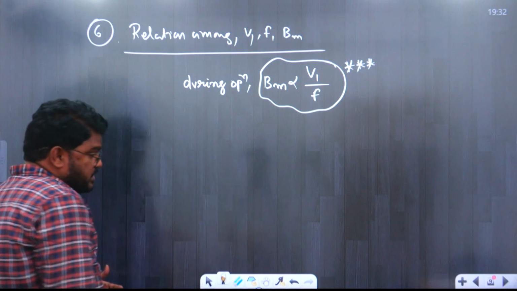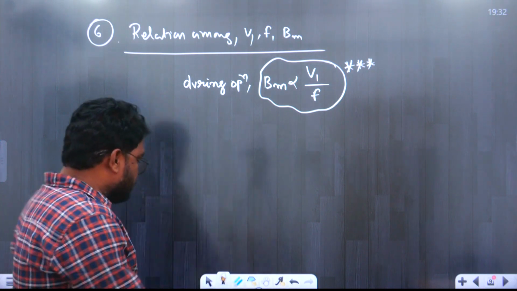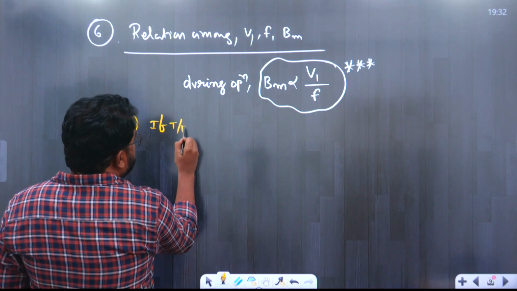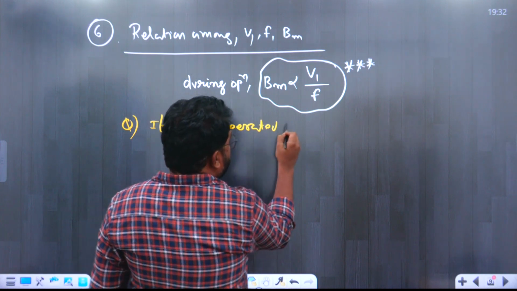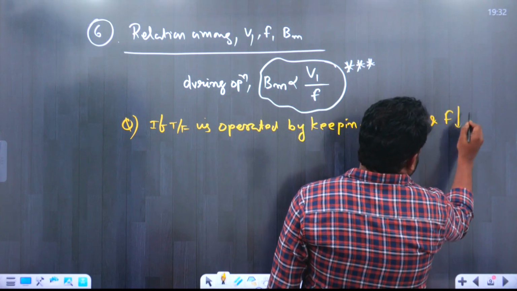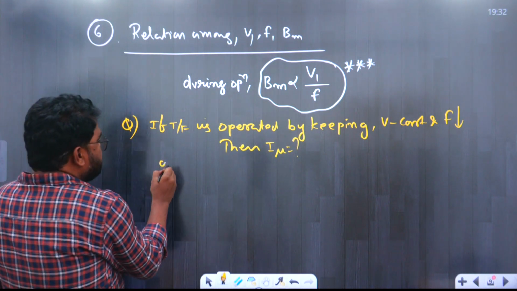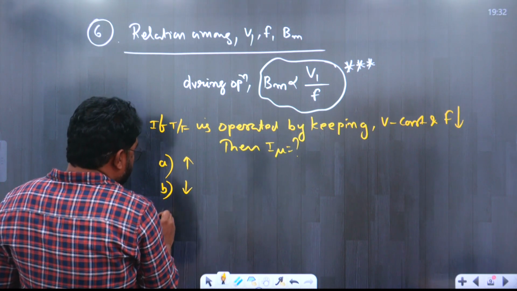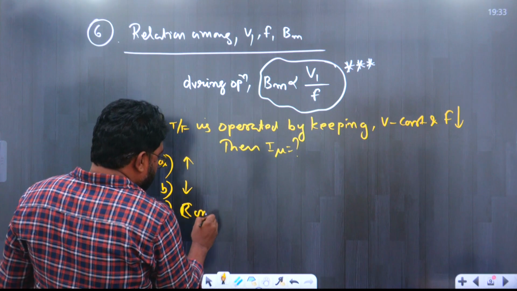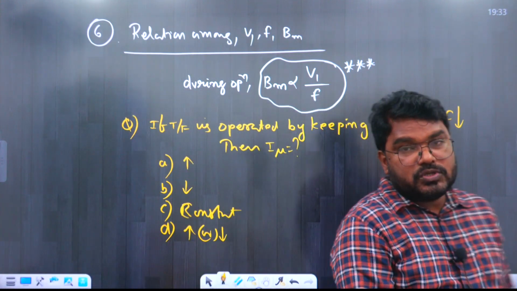Now there is a possibility of a question. The question is: by keeping the applied voltage constant, if the frequency is reduced below its rated value, then what is the change in the magnetizing current? See the question: if the transformer is operated by keeping the applied voltage V constant and the frequency is reduced below its rated value, what is the change in the magnetizing current? The options given are: A, magnetizing current increases; B, magnetizing current decreases; C, magnetizing current remains the same; and D, either increases or decreases. These are the possible questions, and let's see the answer here.